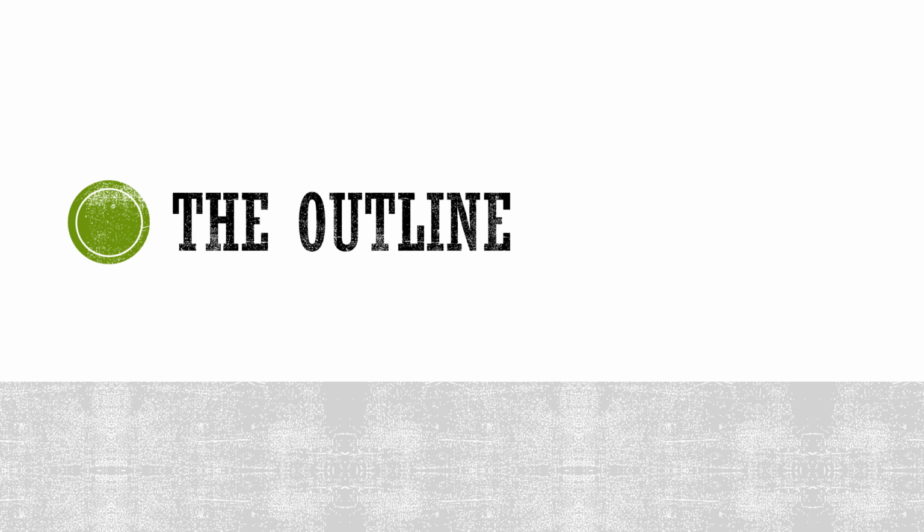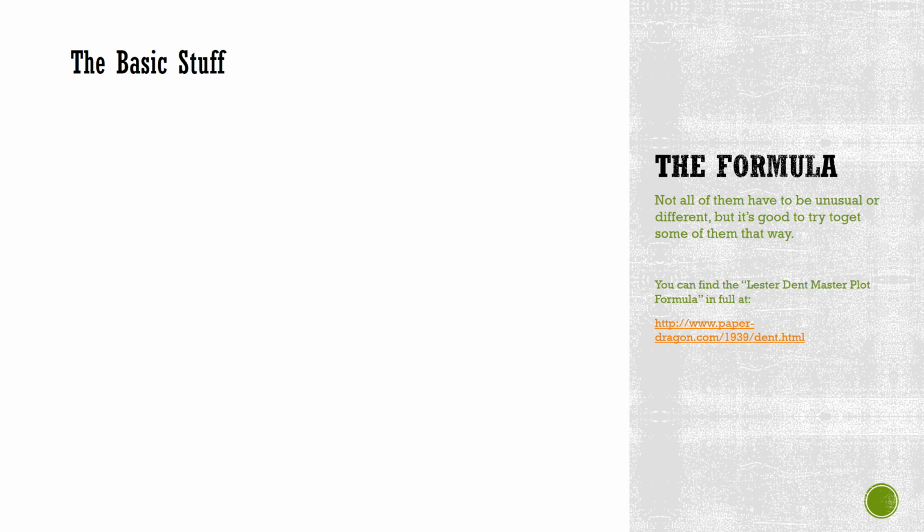The next part is the outline of the story, which again is a pretty simple outline, and I am using the Lester Dent master plot formula, and you can see in orange text here to the right the link to where you can find the full Lester Dent master plot formula. And also, if you download the PDF, which you can do by clicking the link just below this video, you'll be able to click on the link and go to the page. But here in this video I'm going to show you an abbreviated form of the master plot formula. So let's get into it.